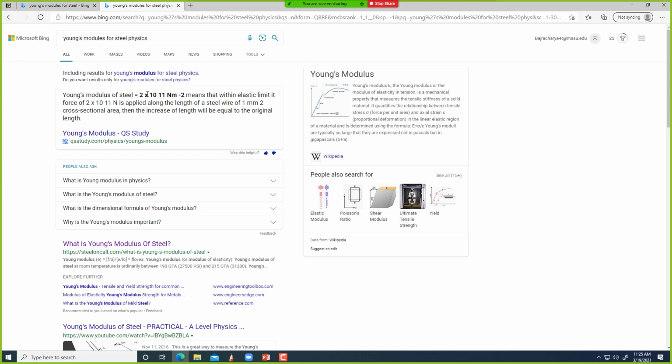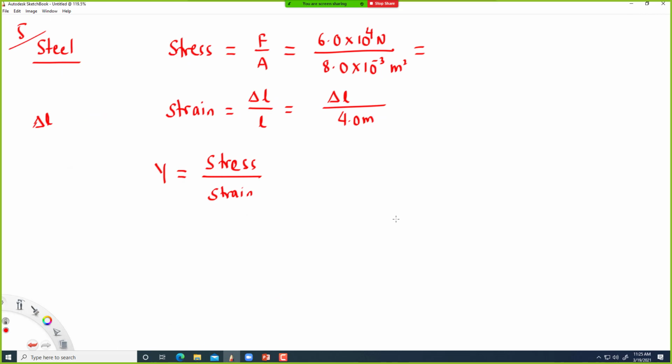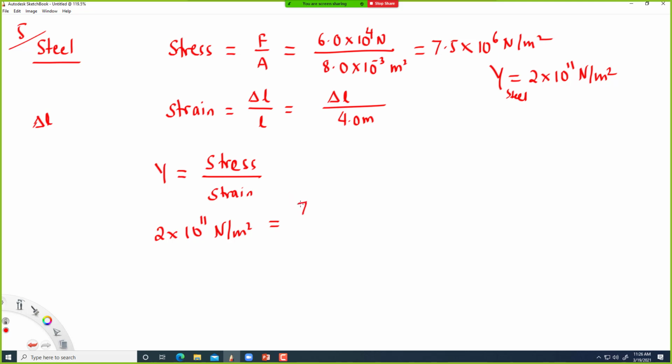Okay, so it's 2 times 10 to the 11. So Young's modulus for steel is 2 times 10 to the 11 Newton per meter squared. So we know the Young's modulus. We found the stress, so stress is 7.5 times 10 to the 6 Newton per meter squared. Okay, so 7.5 times 10 to the 6 Newton per meter squared over strain.